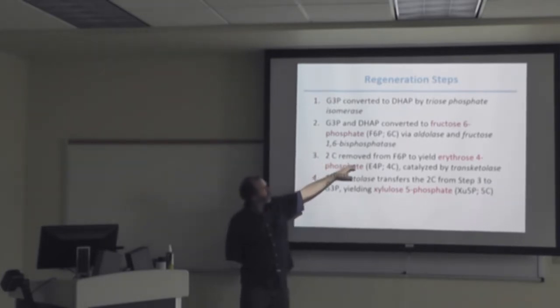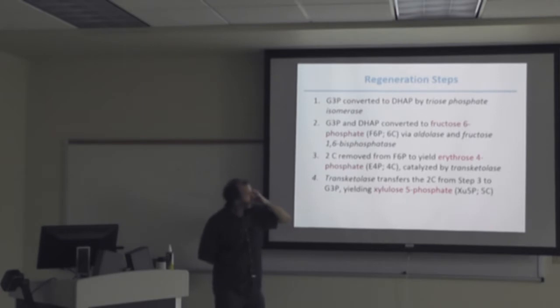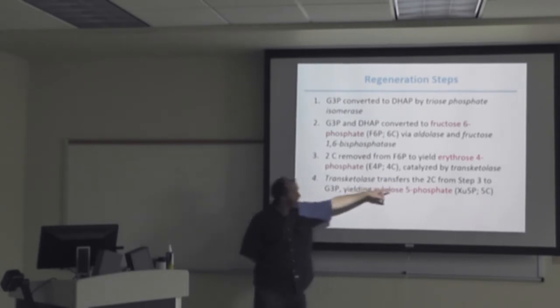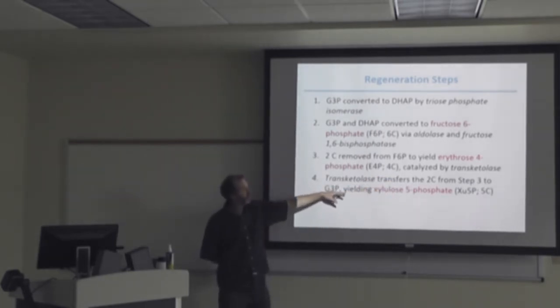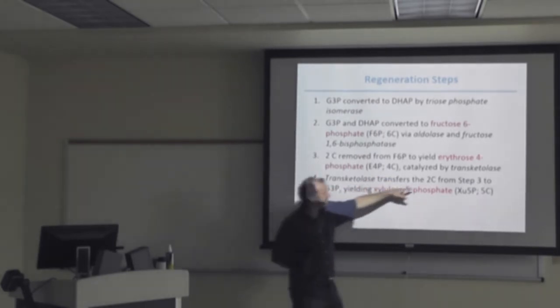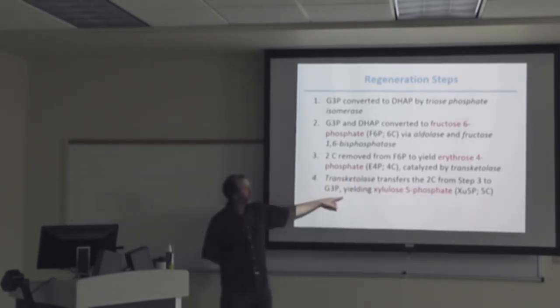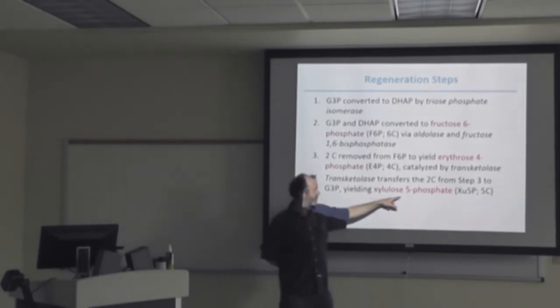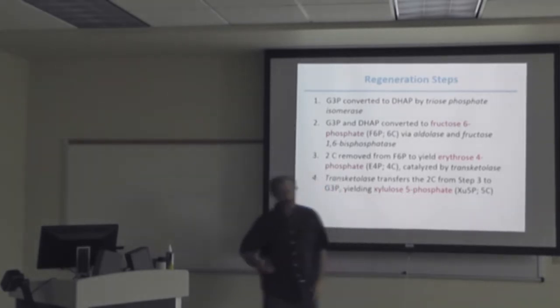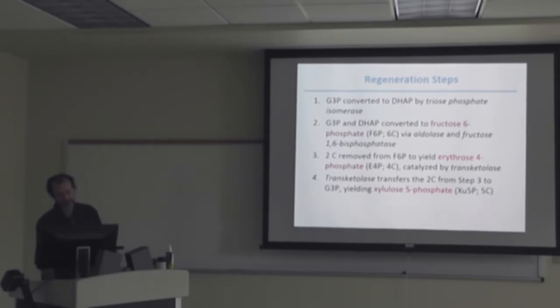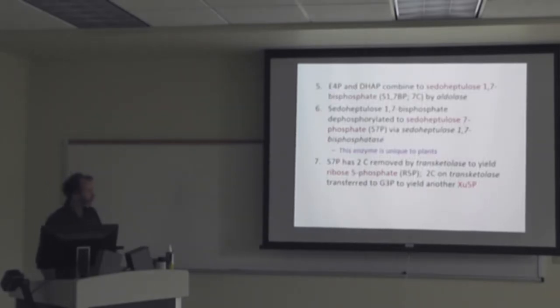2 carbons are removed from fructose 6-phosphate to yield erythrose 4-phosphate, which is a 4 carbon intermediate. It's catalyzed by transketolase. Transketolase transfers the 2 carbons from step 3 to glyceraldehyde 3-phosphate, yielding xylulose 5-phosphate, which is a 5 carbon intermediate. So these are all these crazy intermediates to produce ribulose 1,5-bisphosphate.